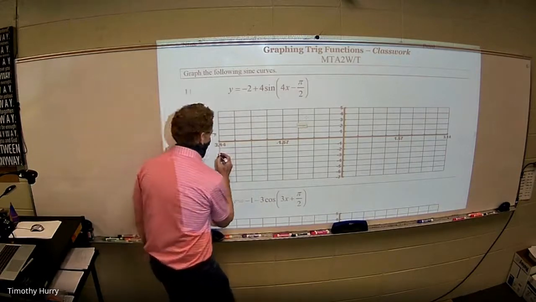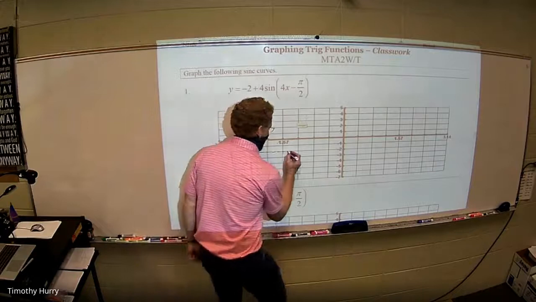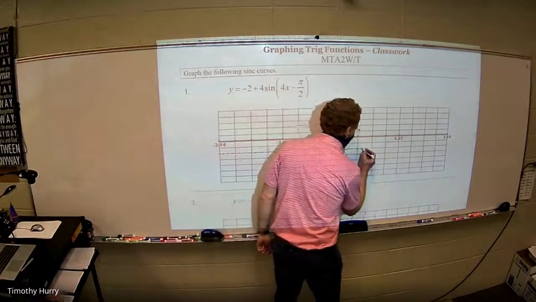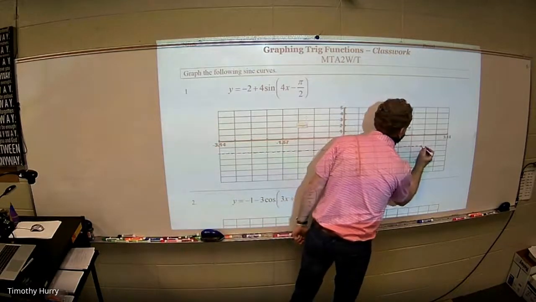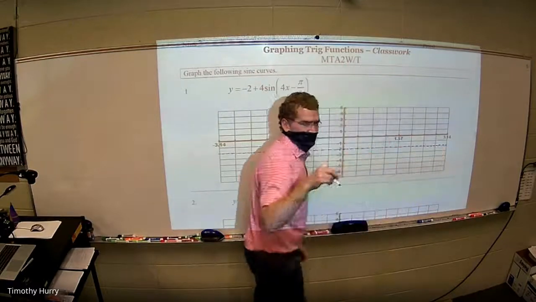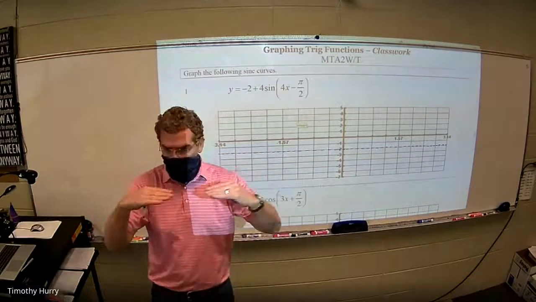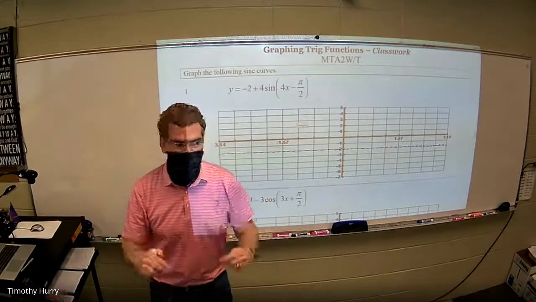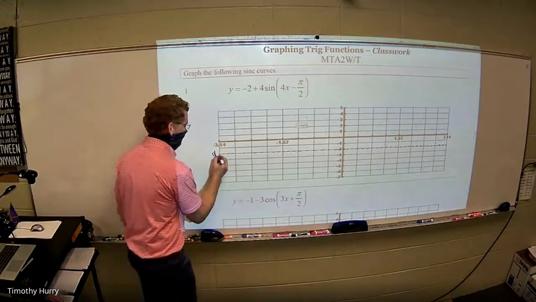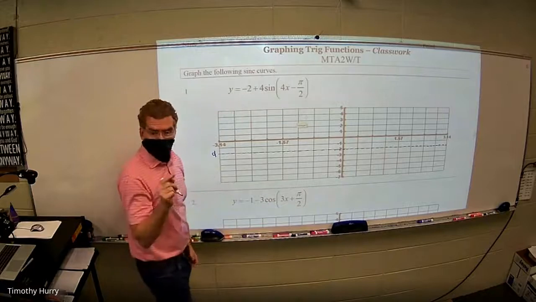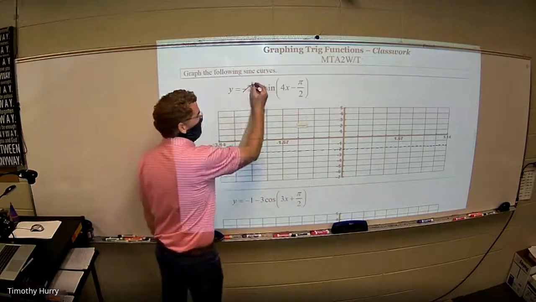So here we go. I'm putting a dotted line to represent my d value at negative 2. And what does this dotted line represent as far as your box is concerned? It's the middle of it. It's that middle line of the 3 horizontal lines. So that's the d value. And by the way, once you've dealt with that, you're not going to use that again.